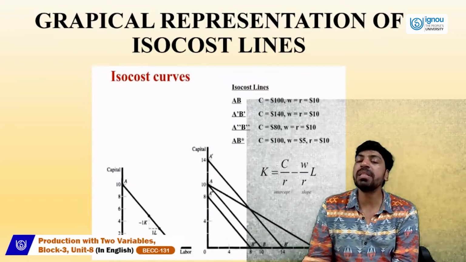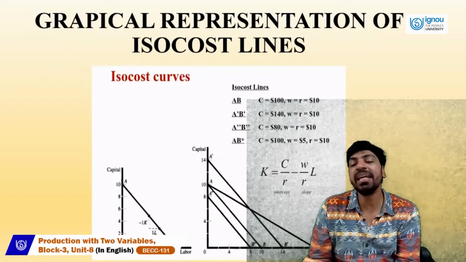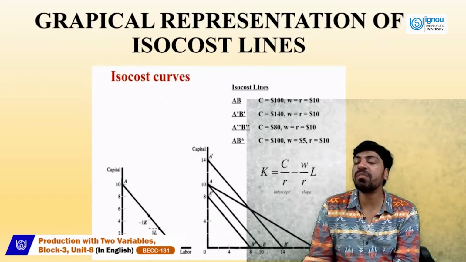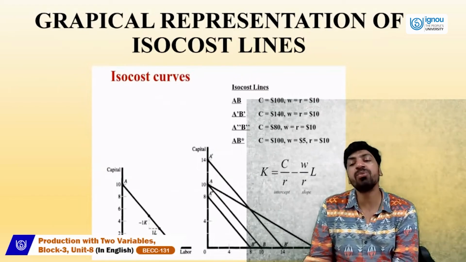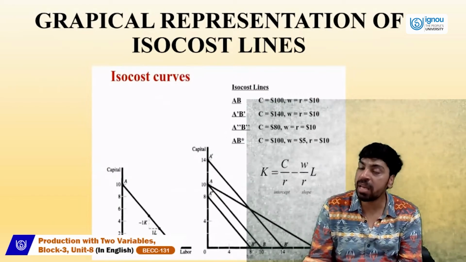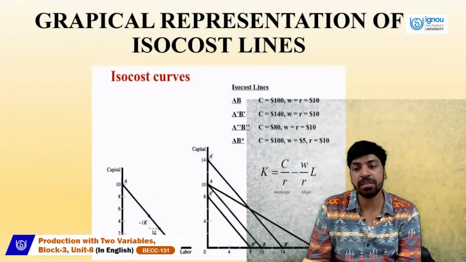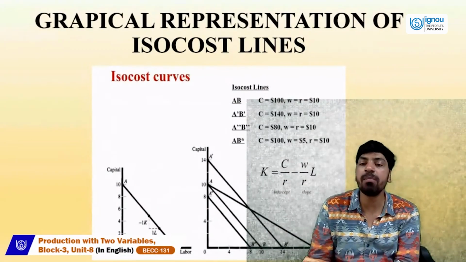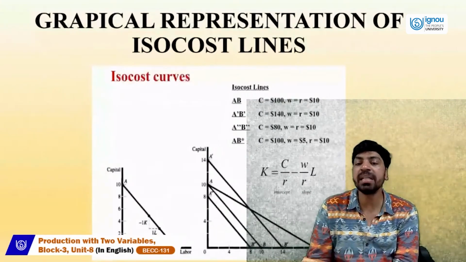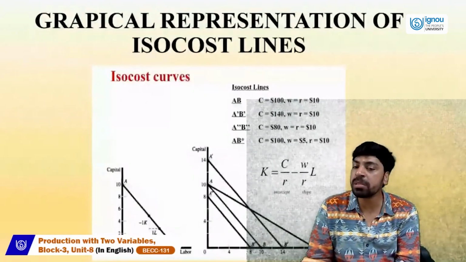When we talk about C/R, cost by interest, it's called the intercept. When we talk about the slope, we talk about wages by interest times labor, W/R, that's called the slope of the isocost line, and C/R is the intercept of the isocost line. So this is a mathematical formula which will be used if C has been given and R has been given, so automatically you can calculate the intercept of the isocost line.